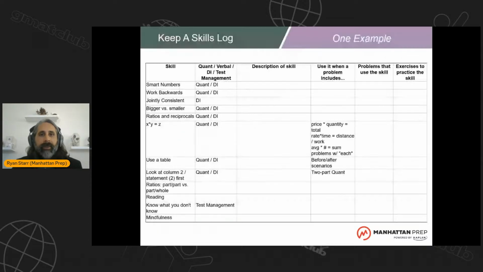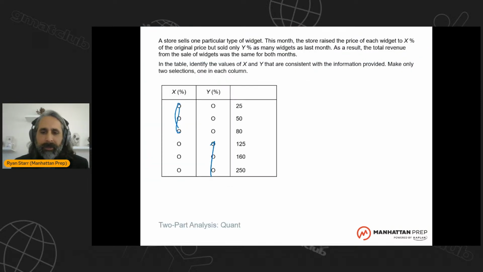All right. So here's a bit of a sample skills log, including a lot of the skills you might have employed in that very problem. For instance, that problem had this archetypical x times y equals z setup. If you're translating it, it was about price per item and the numbers of items. Yeah, price per widget and the number of widgets sold, right? So price times quantity equals total.